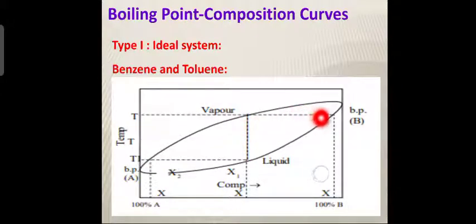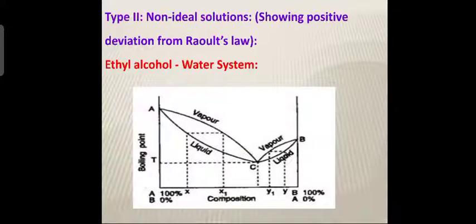What about the residual liquid? It will contain composition corresponding to this point. So the liquid present in the boiling flask will have a higher percentage of B. So in this way we can separate one component in the boiling liquid and one component in the vapor phase. Or in other words, you can separate the two components. Alright. So next slide.